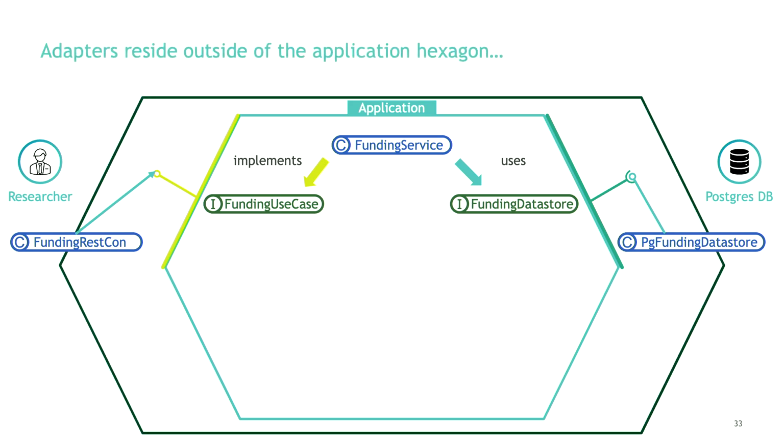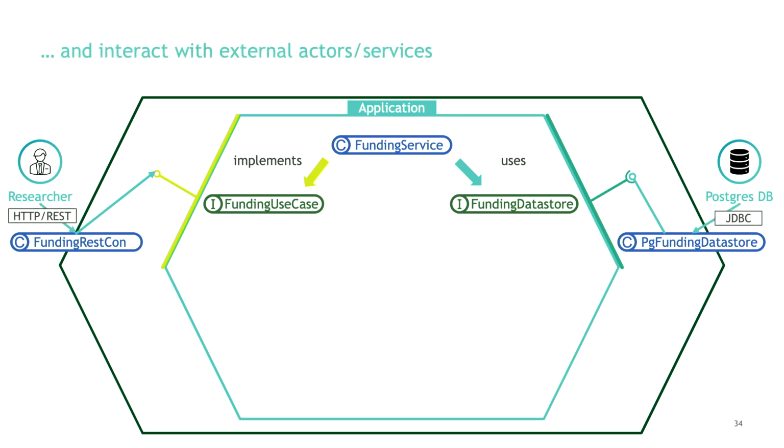And these adapters reside outside of the application hexagon. So the application itself knows nothing about these concrete classes. And yeah, so they interact with outside actors, sorry. They interact with outside actors via a number of interfaces, for instance, HTTP REST for the REST controller and JDBC for the Postgres DB.